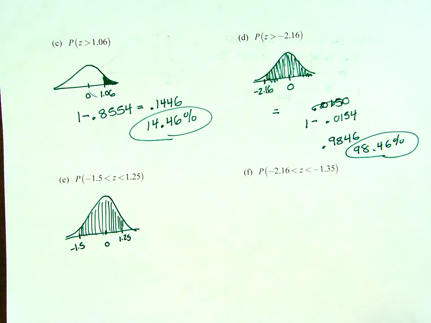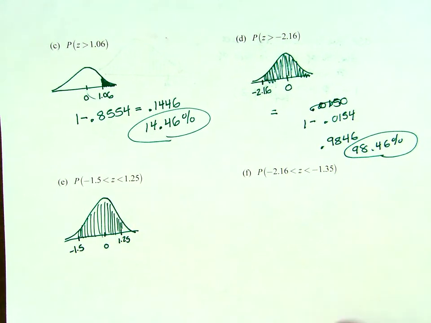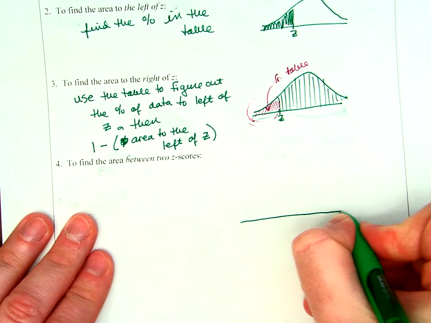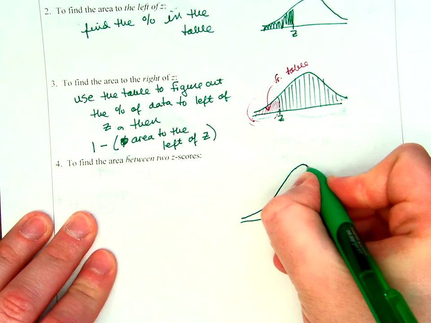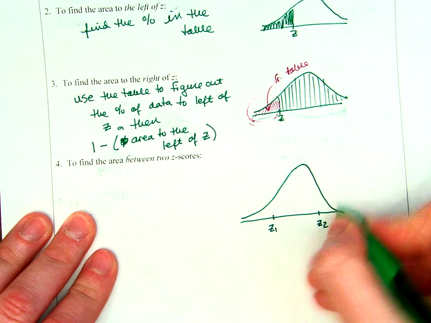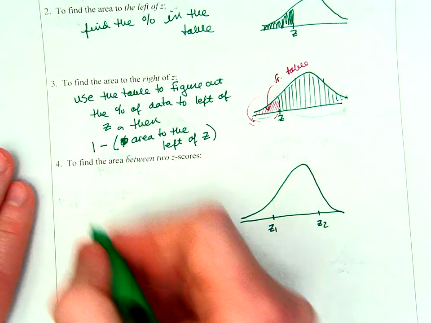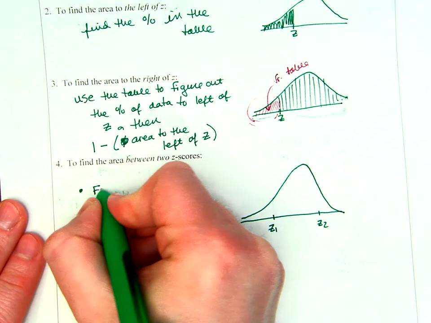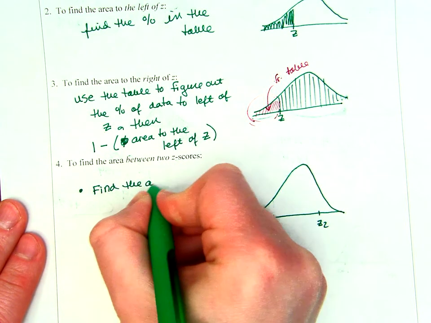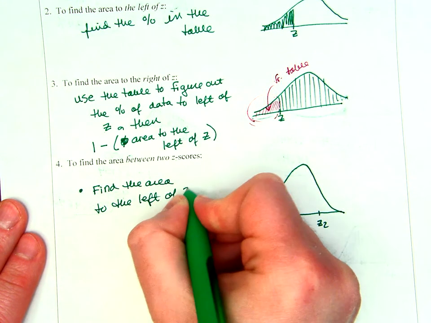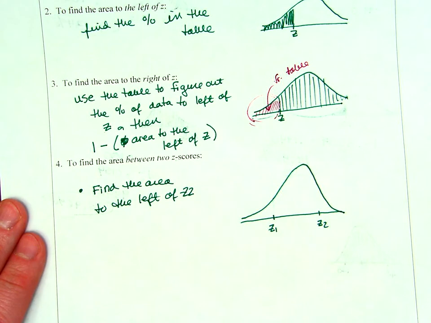Let's talk about how to do this. Go back to page 31. Let's say I want to find the area in between two particular z-scores. I'm going to call one of them z1, the other z2. I want to find this area over here. Well, I'm going to start by finding all of the area to the left of z2.